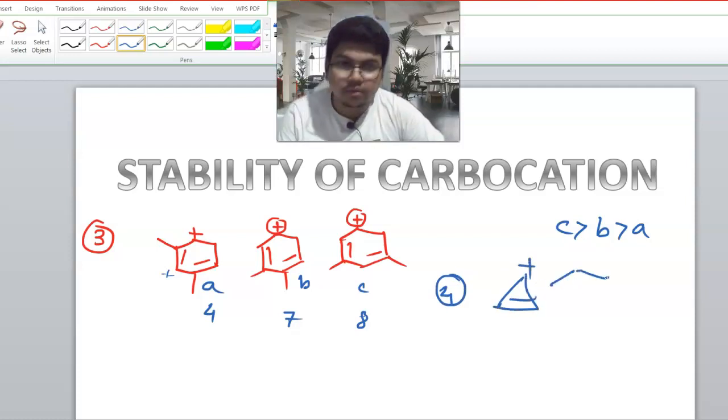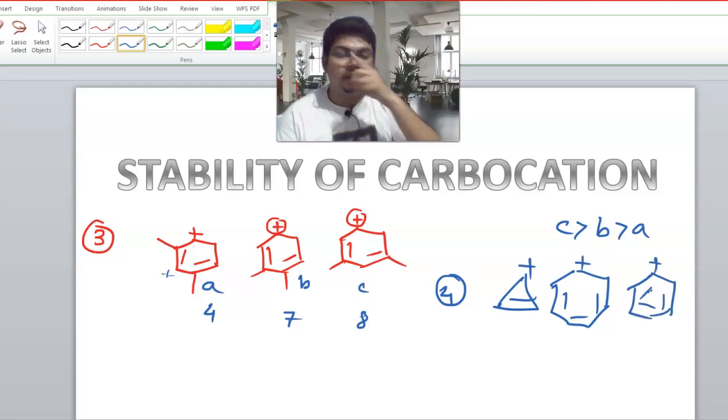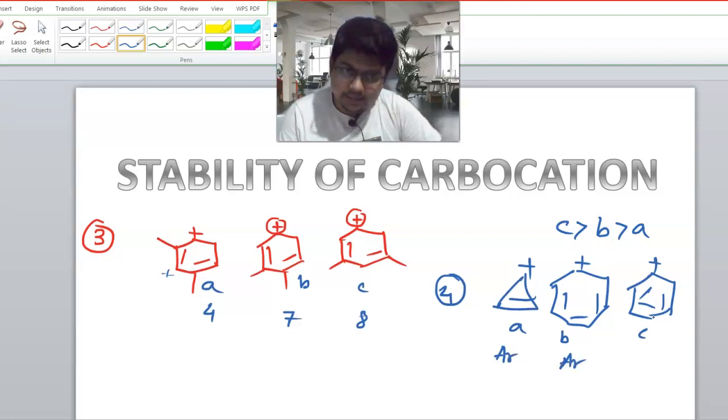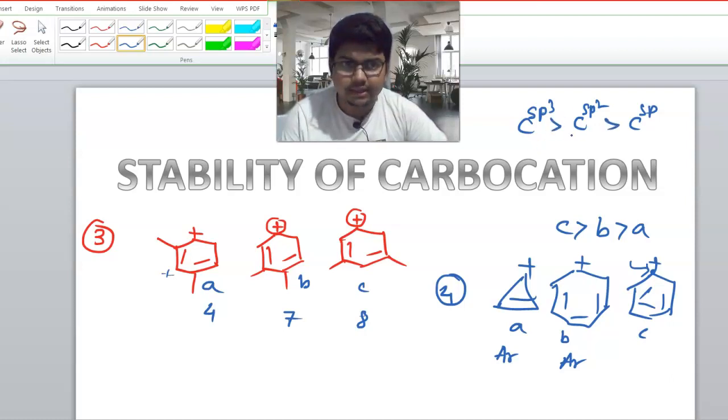This one, 3 carbon, 7 carbon and carbon on benzene ring. Okay, if this is the question, A, B, C. A is aromatic, B is also aromatic, C is not aromatic, but the carbon is on an sp2 center. Carbon on sp3 center versus carbon on sp2 center versus carbon on sp center. If we say the stability order, then this will be the stability order, and these things do not form at all. Okay, so this is most stable.